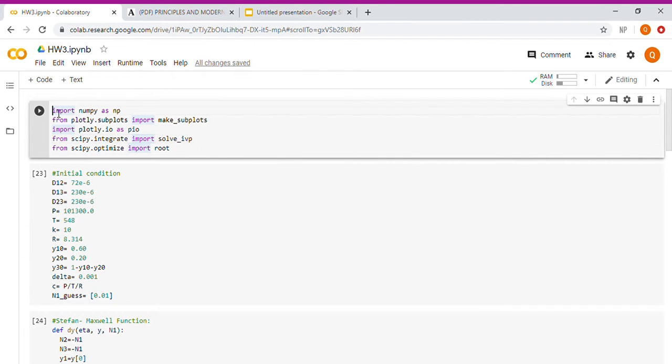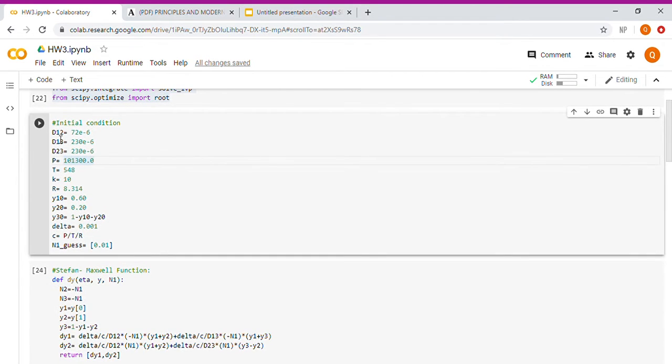So the first section of the code is basically importing all the important packages for the code, such as numpy and scipy. Then I input all the initial conditions such as diffusion coefficients D12, D13, D23, pressure, temperature, rate constant, gas constant, mole fractions of the three components at z equal to 0, delta, which is film thickness, concentration, and N1 guess.